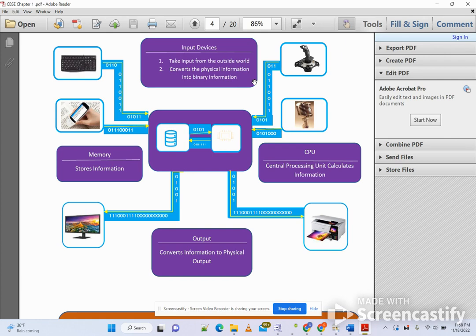I'm in a digital world. I can't understand your physical information. I can only understand two states, on and off. On is represented as 1, off is represented as 0. That is my digital language or binary language.